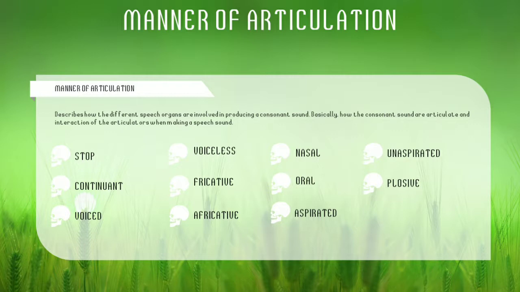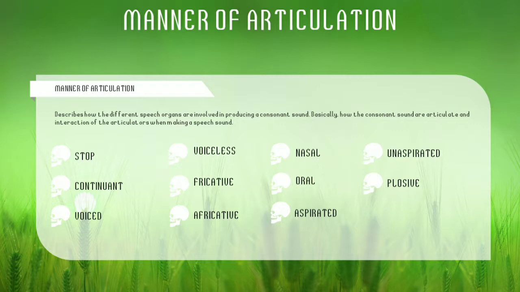So now we are group 5. We are going to explain about manner of articulation. Me, as the first speaker, I'm going to explain about stop, continuant, voiced, and voiceless. And my friend Putri will discuss about fricative, nasal, and oral. And the last is Ridwan. He will explain about aspirated, unaspirated, and plosive. So let's start.